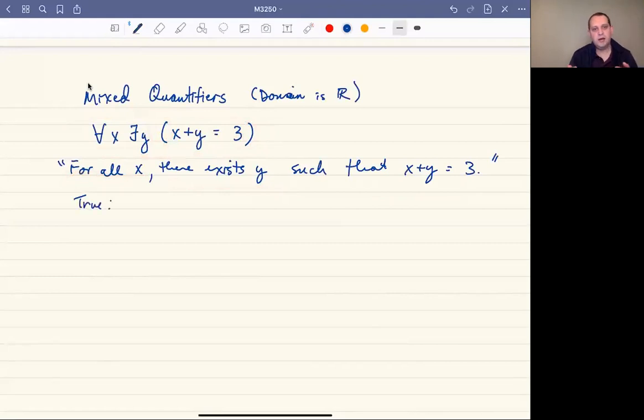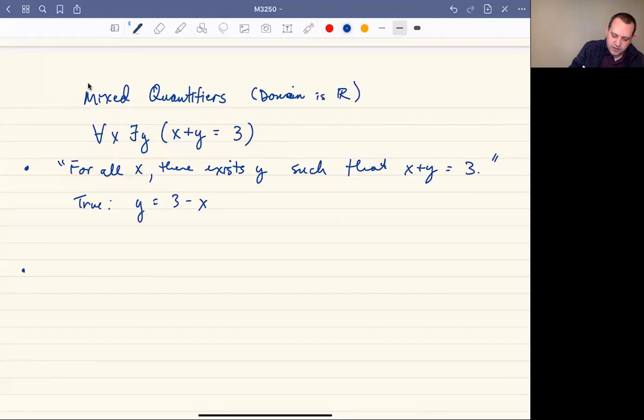And to show that, imagine that you pick some value of x. Well, if you pick some value of x, how can you pick y? Well, you pick y to be 3 minus x. And then if you add x to y, you get 3. So I'll let you verify that that's true, but this says that no matter what value of x you start with, you can always find a y such that x plus y equals 3. Okay, so that's the first thing.